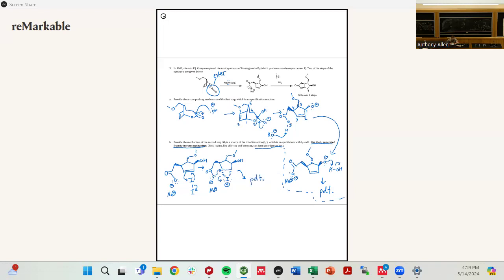This is called, you don't need to know this, but an iodolactonization, because you had an alkene in which you added an iodine and then a lactone, which is a cyclic ester. So iodolactonization reaction.